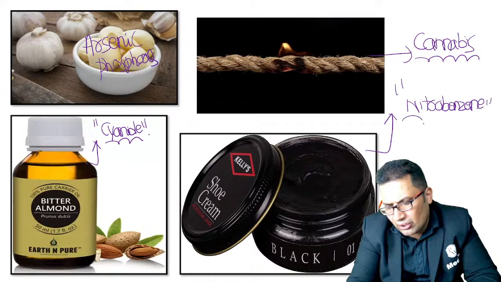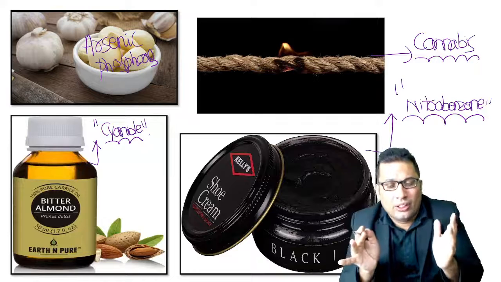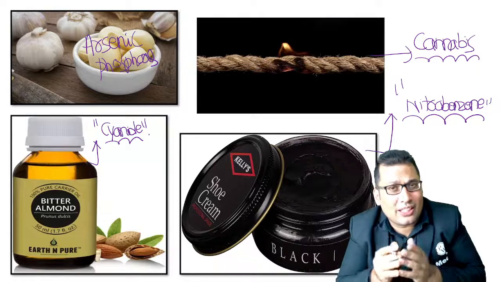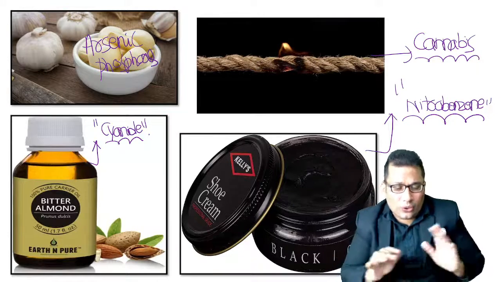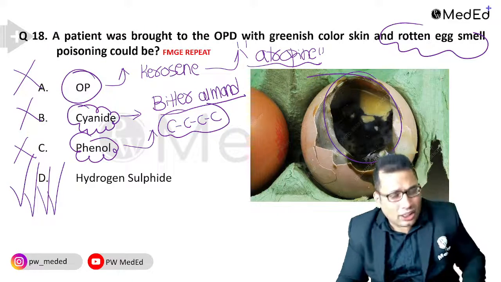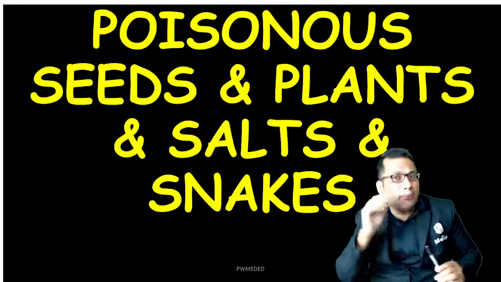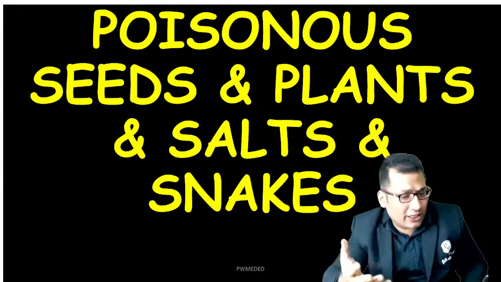Dear students, all these are very commonly asked topics. The question can be straightforward: burnt rope smell is seen in, your answer should be cannabis. So this you need to memorize. Very, very important. Now let's start with some important images that can be asked in your FMGE exam.